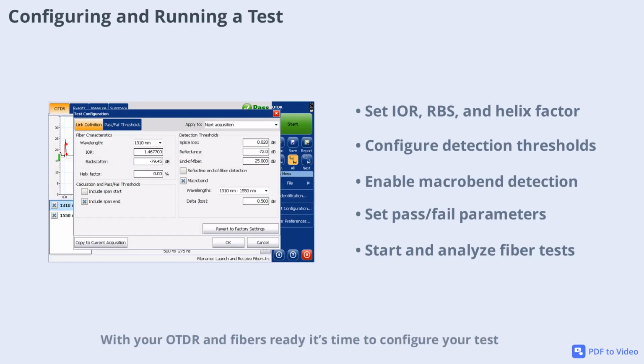With your OTDR and fibers ready, it's time to configure your test. Start by setting the index of refraction (IOR), Rayleigh backscatter (RBS) coefficient, and helix factor. These parameters ensure accurate distance and loss measurements. You can also set detection thresholds for splices, reflectance, and end-of-fiber events, as well as enable macrobend detection to spot fiber bends. Next, configure pass-fail thresholds for splice loss, connector loss, and other key parameters.